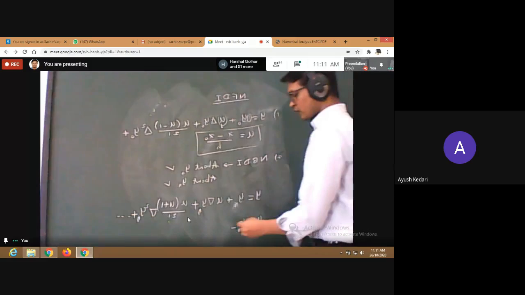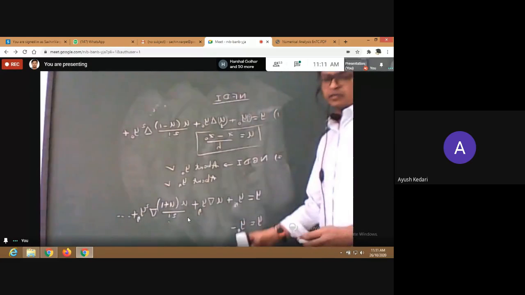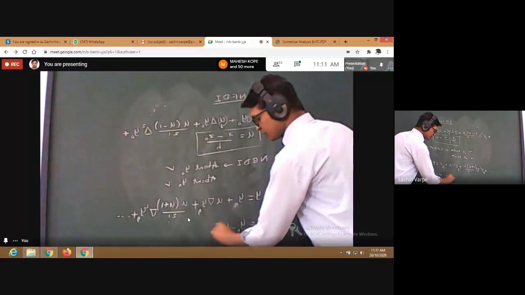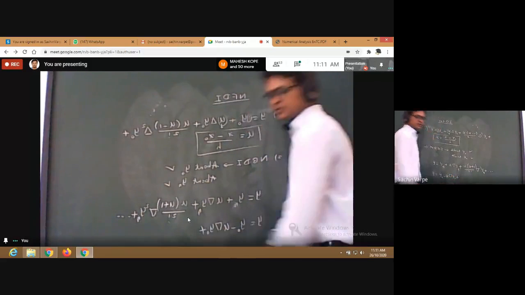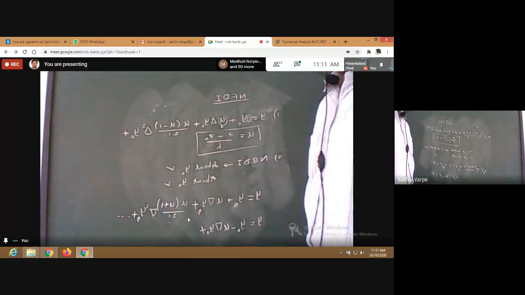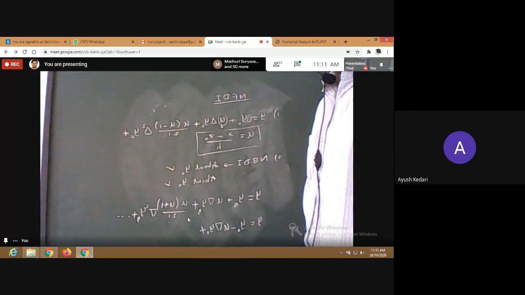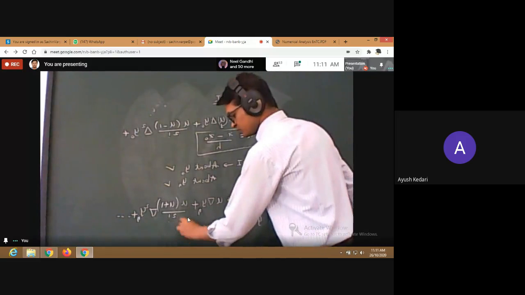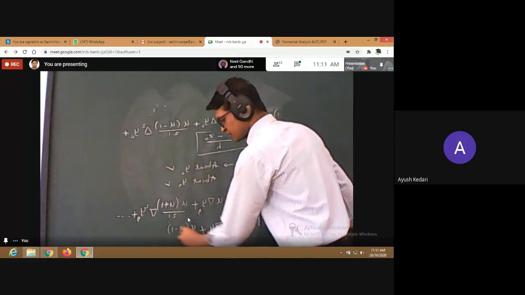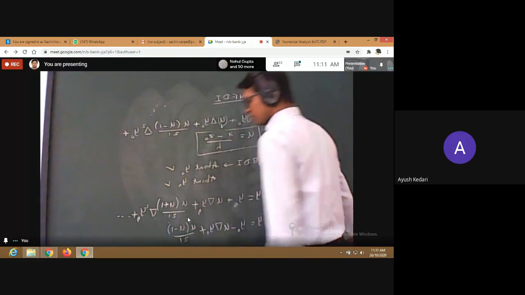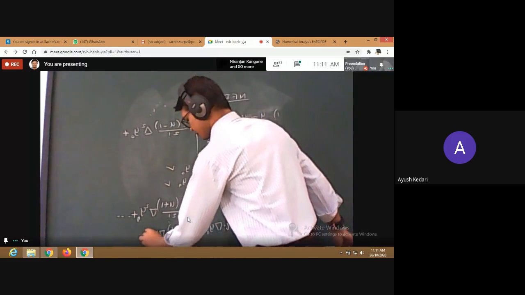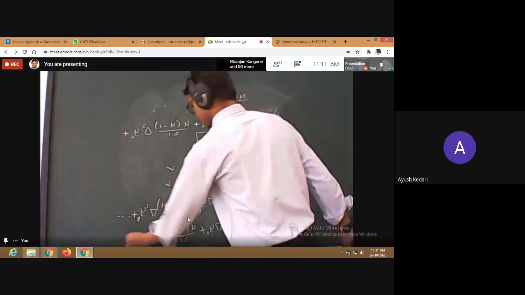And if the given value is close to the initial value, then we'll write in terms of initial values. y naught minus, let me write the formula, y naught minus u into del y naught, plus u into u plus 1 upon 2 factorial del square y naught, minus, and so on.